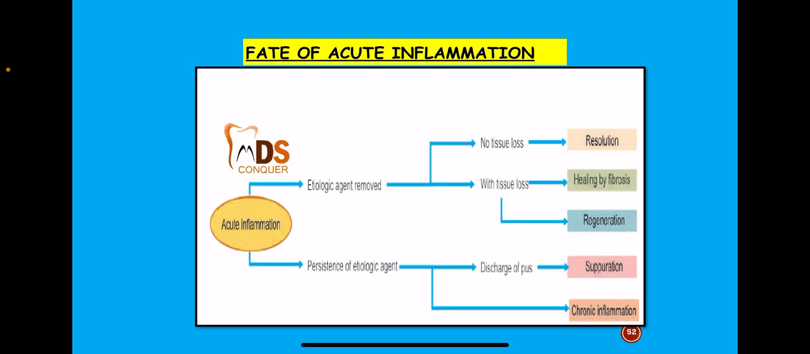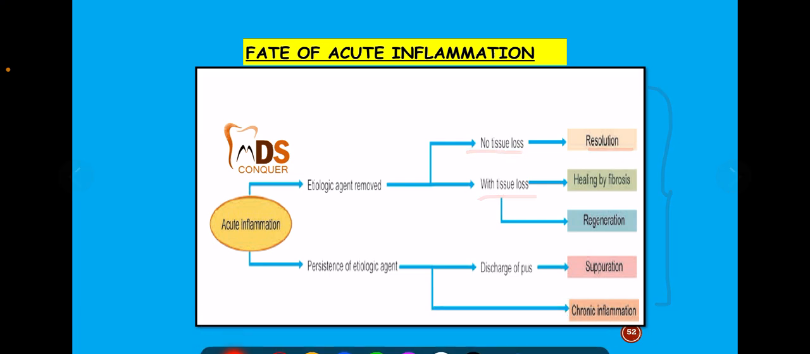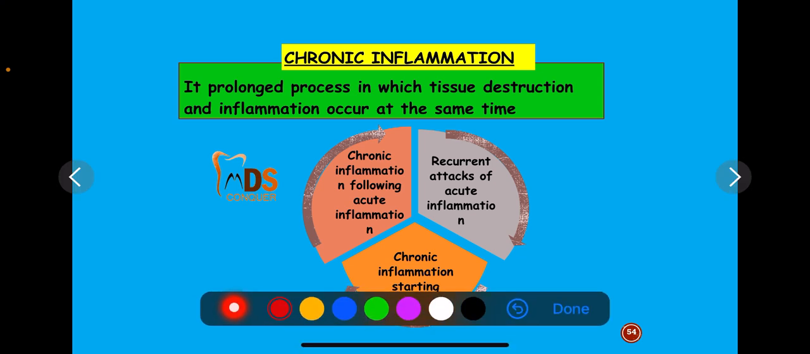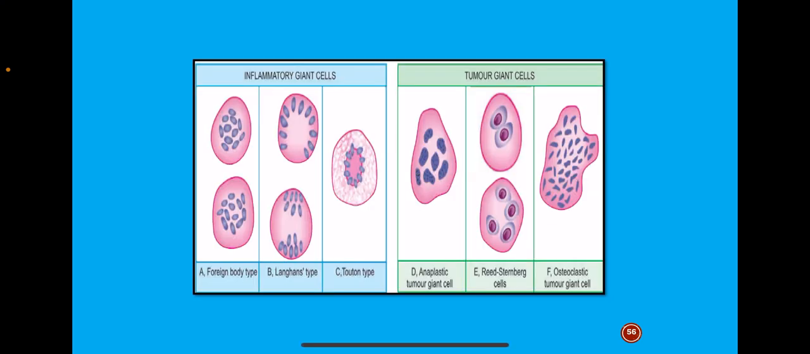Okay. Then the fate of acute inflammation. So this is the fate. So no tissue loss, resolution; with tissue loss, then it could be healing by fibrosis or regeneration. Okay. So questions can be asked based on the fate also. So give a glance. So next, the chronic inflammation. Chronic inflammation is a prolonged process in which tissue destruction and inflammation occur at the same time. Okay. So again, the cells of chronic inflammation, have a look.